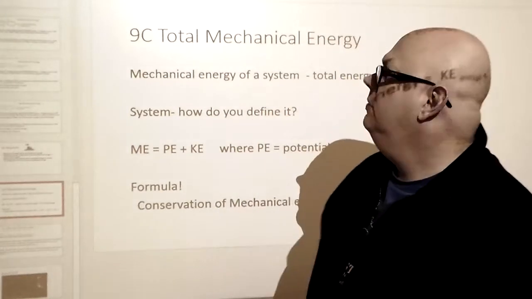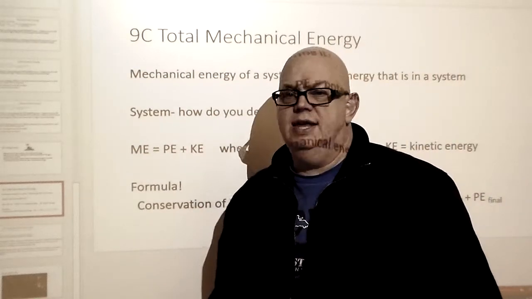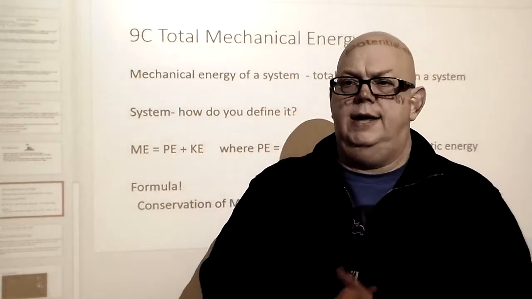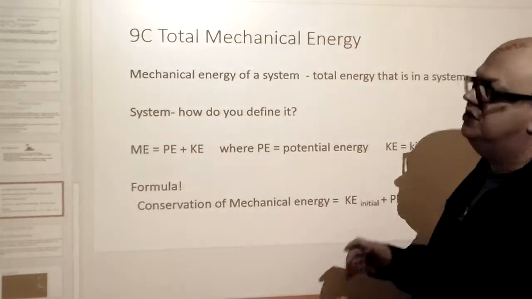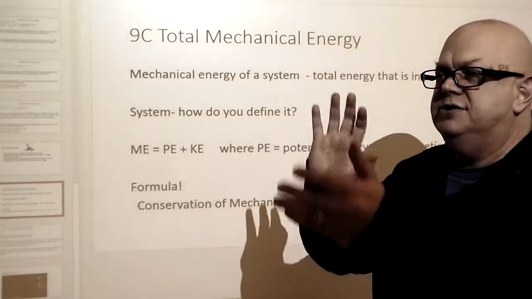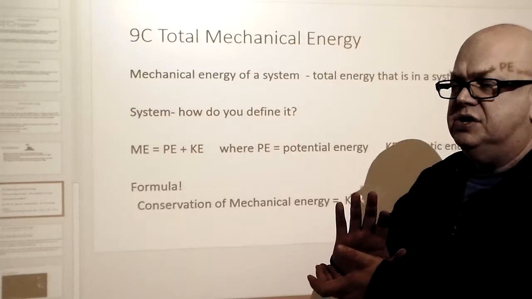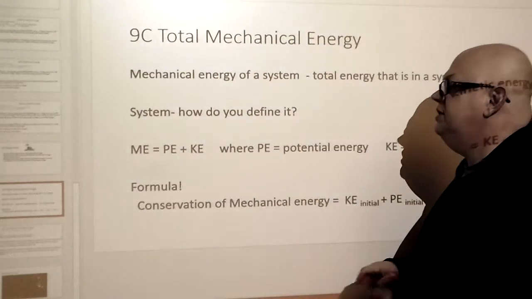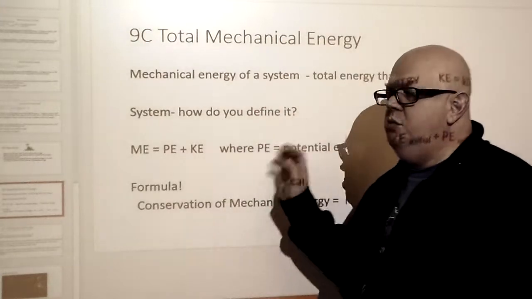Alright guys, we're rounding out 9C. In 9C, we're looking at total mechanical energy. When we look at a system, that has to be defined as to what is a system exactly. We look at the total energy that is in the system. How do we define it?